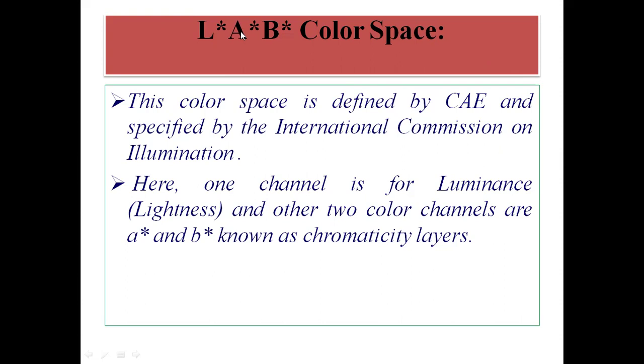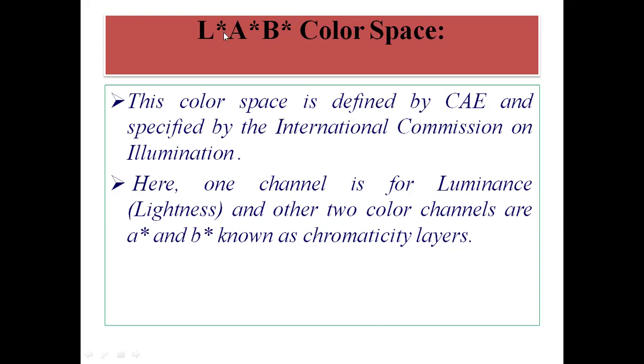This LAB color space is defined by CIE and specified by the International Commission on Illumination. Sometimes we call it LAB or sometimes L star, A star, B star. It doesn't matter. The first thing is that you just remember it as L star, A star, B star or LAB simply. You can clearly see that there are three channels, L, A, B.